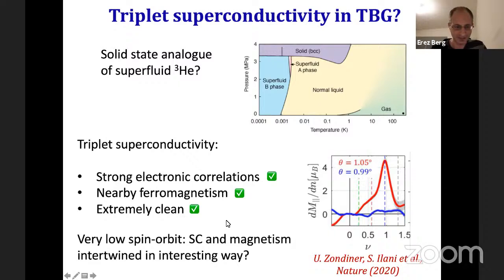Now, intriguingly, these systems, unlike many solid state materials, also have very, very low spin orbit coupling because they're carbon-based systems. So you think about ferromagnetism and superconductivity living nearby. The ferromagnetism is really O(3) ferromagnetism. It's free to rotate in all directions. And that leads to the possibility that if you have triplet superconductivity, the order parameter and the ferromagnetism might intertwine in an interesting way. And that's exactly what I'd like to pursue.